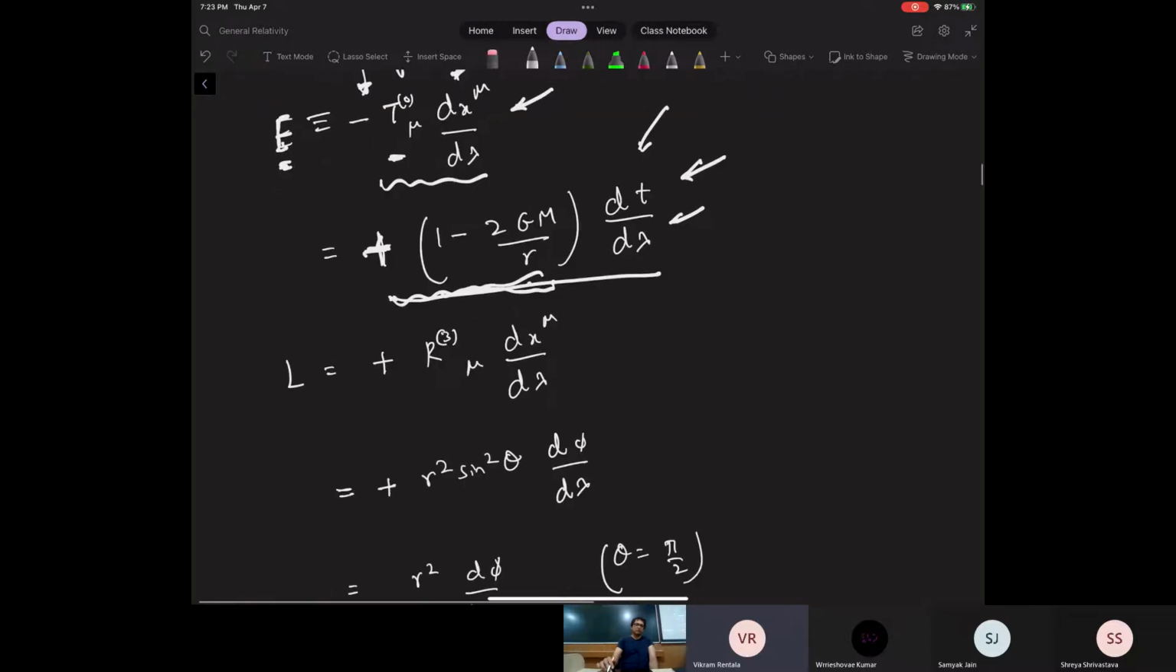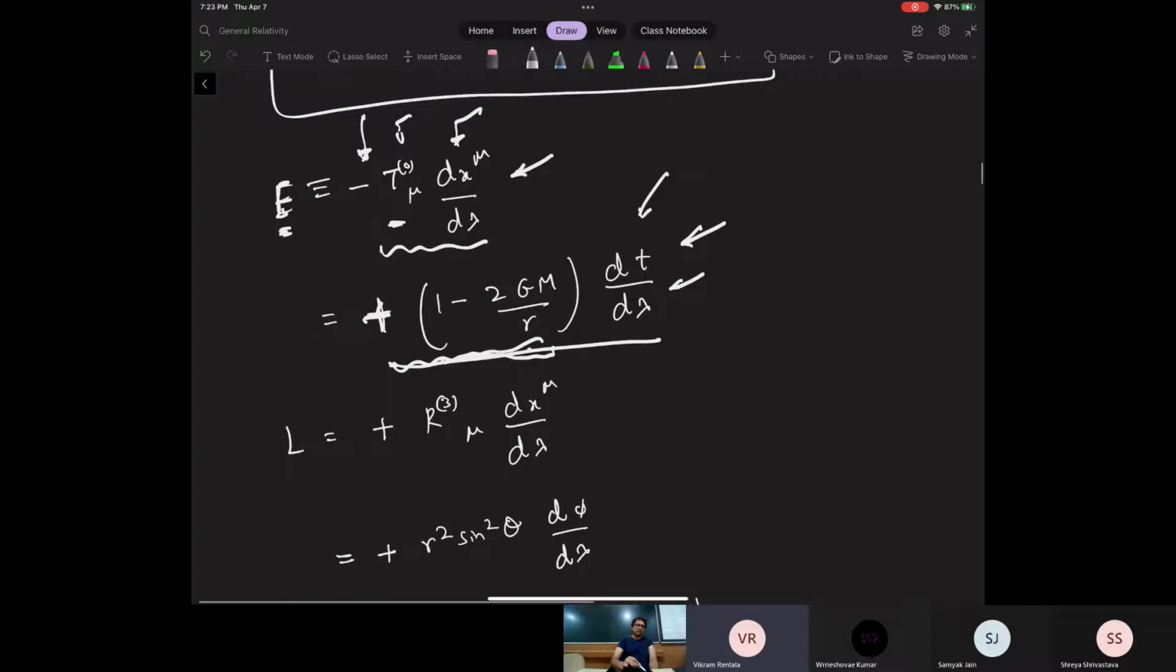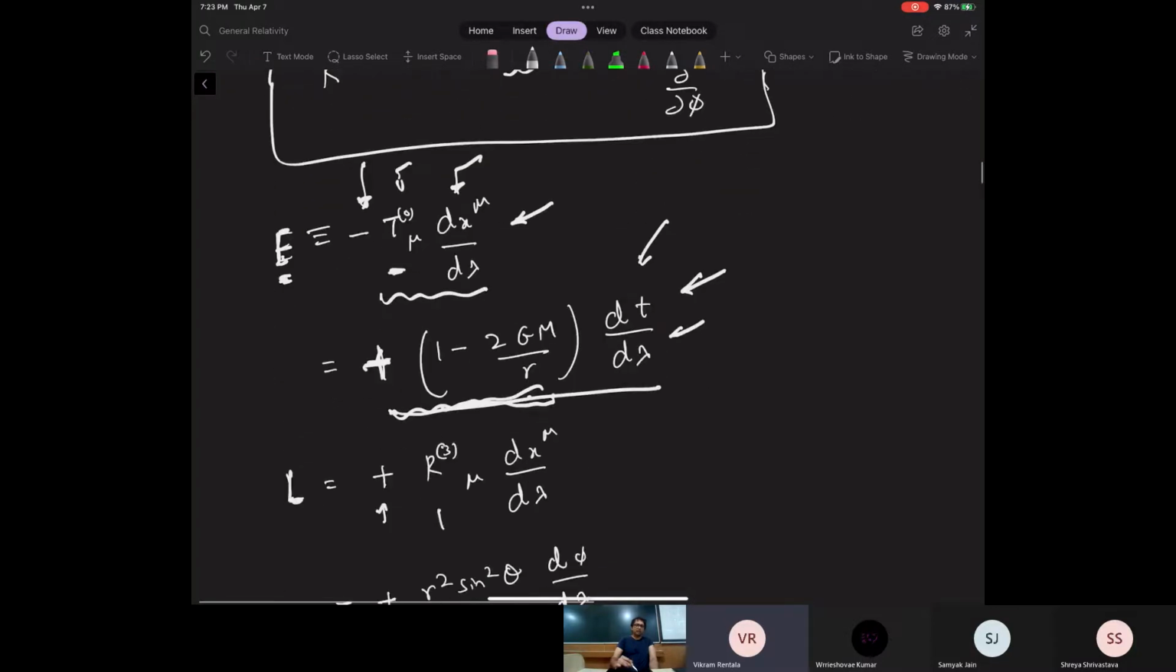Thank you. And then for L, we define it with a plus sign, as r3 mu dx mu d lambda. So again, this is Killing vector times tangent vector.